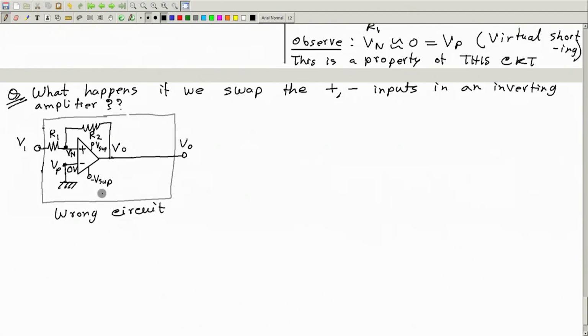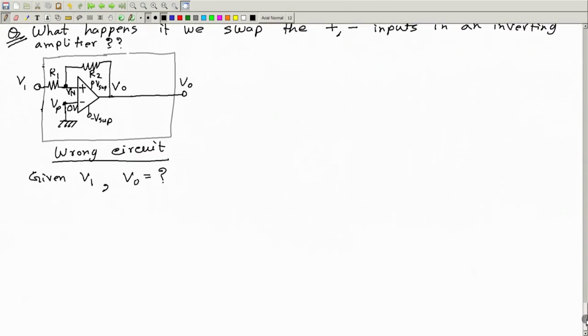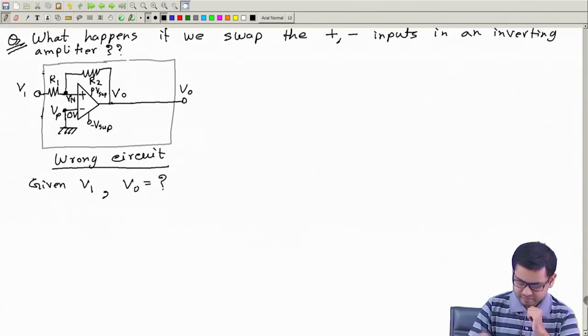Once again, what we have to do is find the answer to the question: what will be the value of output VO if we know the value of input V1? So given V1, VO will be how much? This is what we have to find out for this wrong circuit. The process that we will follow is once again the same.